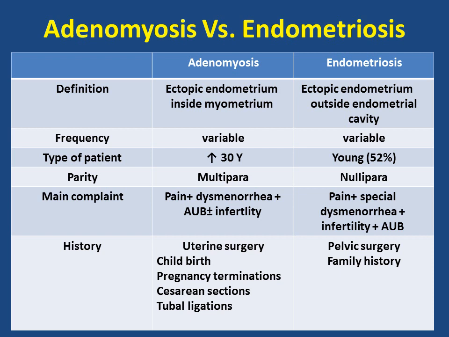Regarding the history, in cases of adenomyosis, there is a history of uterine surgery with damage of the endomyometrial junction, and this has been achieved in many cases by normal deliveries, cesarean section deliveries, pregnancy termination, evacuation, curettage, tubal ligation, and so on. But in endometriosis, there is a history of pelvic surgery due to recurrence of endometriosis, as it is a recurrent disease, and there is a family history in many cases, particularly sisters and mothers. They have a good relationship regarding the prevalence of endometriosis.